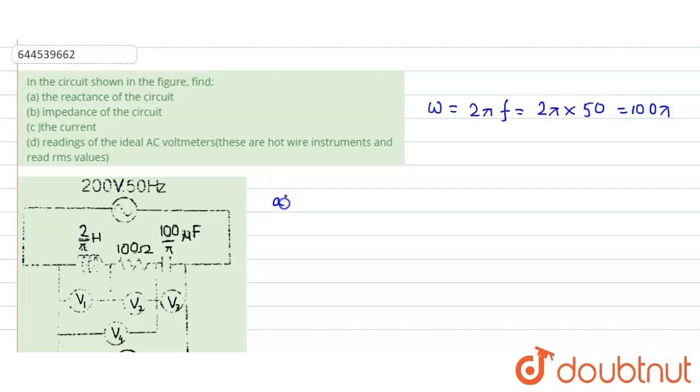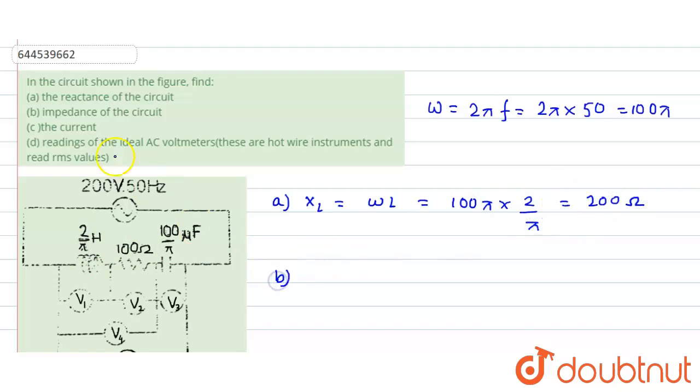In the first part we need to find the value of the reactance. XL, we know, equals omega into L. Omega is 100 pi and the inductance L is 2 divided by pi. So it turns out to be 200 ohm.